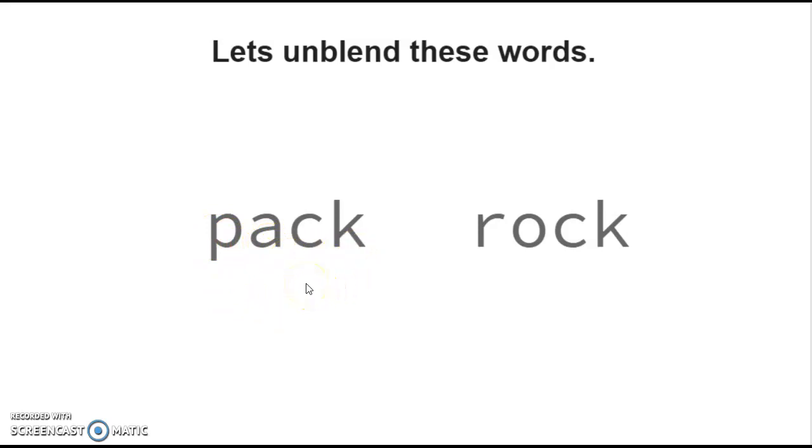3 sounds. Let's do this word, rock. How many letters do you see? I see 4. Let's unblend it. R, A, K. How many sounds did you hear? R, A, K. 3. I heard 3 sounds.